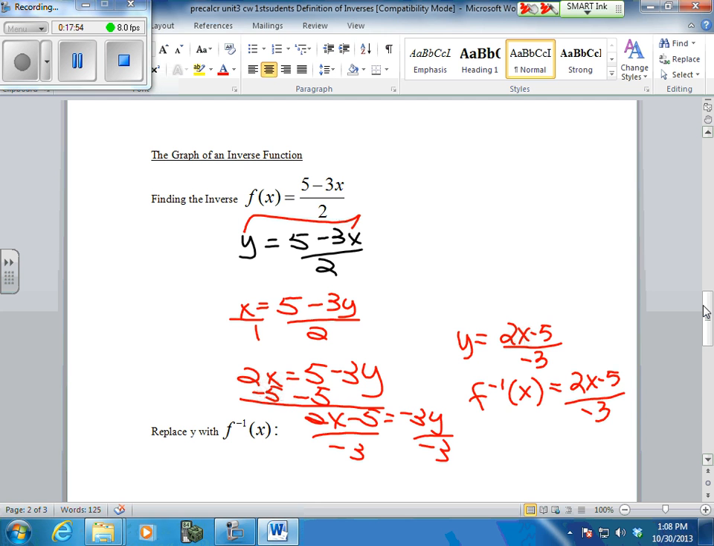Now, if I graph my original in y1, and I graph this in y2, I should see all the rules of reflection over y equals x. I should see the symmetry. I should be able to take one point and swap it. I should see my domain go to my range go to my domain, but again, they're all real numbers, so you're really not going to see it. We will in the next one, yes.